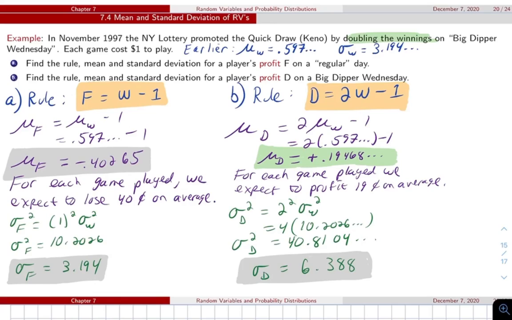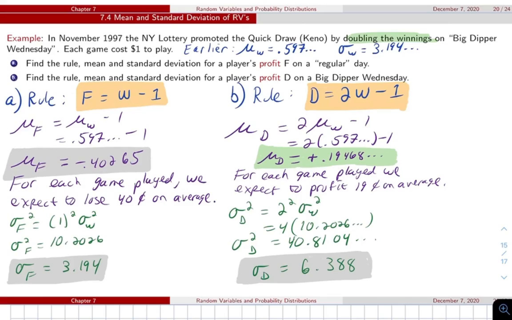Okay, that's why gambling exists. On average, you're going to lose money. Now, the measure of spread winds up being $3.20 roughly. That's why we gamble, because even though on average I'm going to lose, if I can just get one standard deviation above the average, then that means I'm going to make money. So again, the formula from the rule is only the b number matters, which is in front of the variable. 1 squared times the old spread squared, 10.26, square root is $3.19.